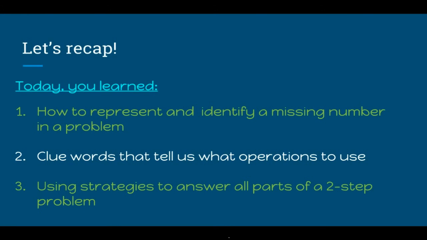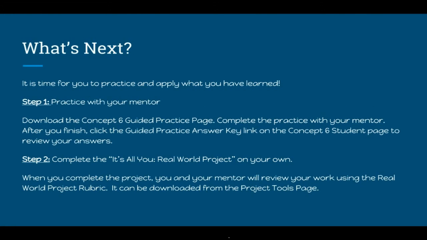So let's recap. Today you learned to represent and identify a missing number in a problem using the letter N. You learned to identify clue words that tell you what operation to use, and you use strategies to answer all parts of a 2-step problem. What's next? It's time for you to practice and apply what you've learned. The first thing you're going to do is practice with your mentor using the Concept 6 guided practice page. Complete the practice with your mentor and then check your answers using the guided practice answer key link on the Concept 6 student page.